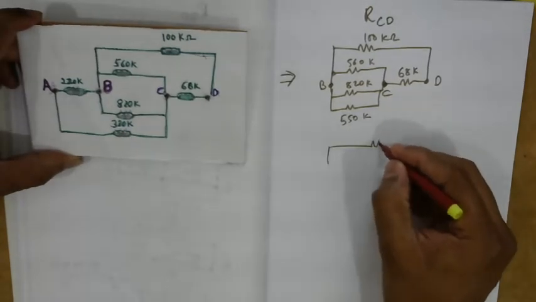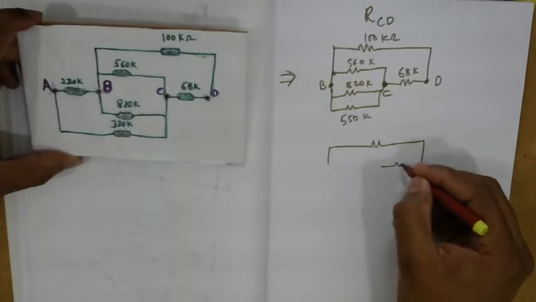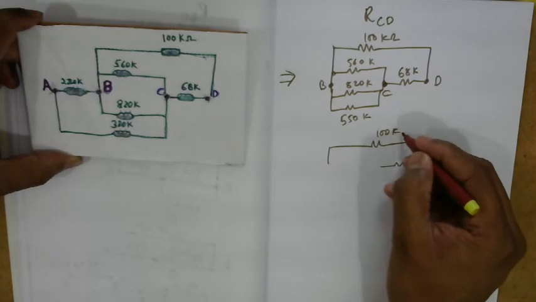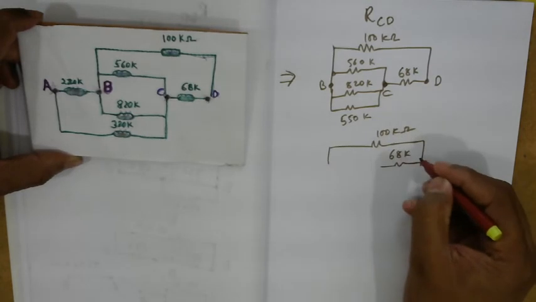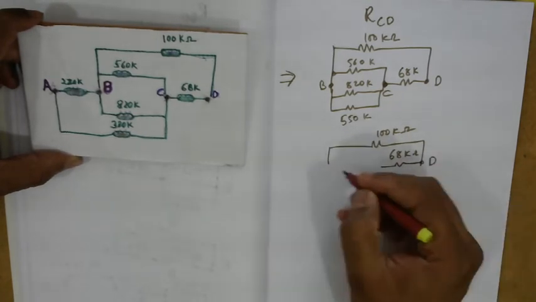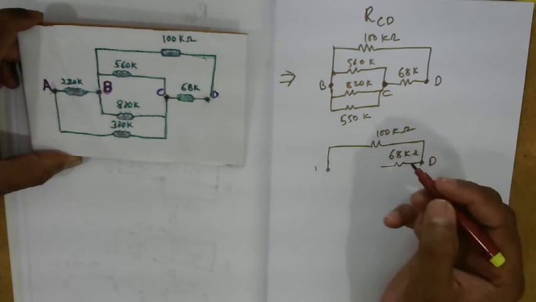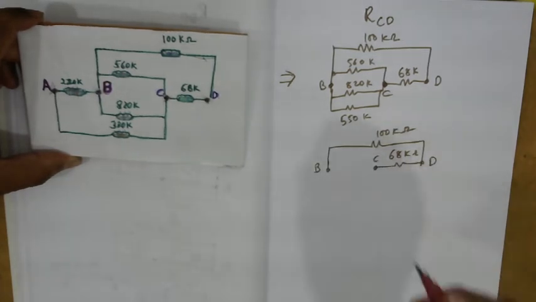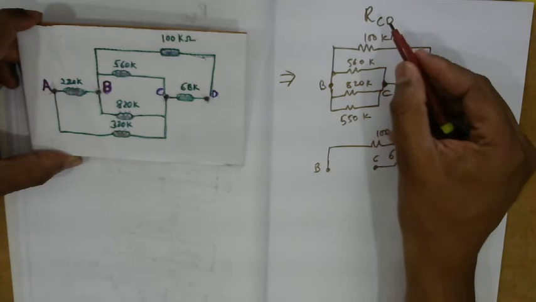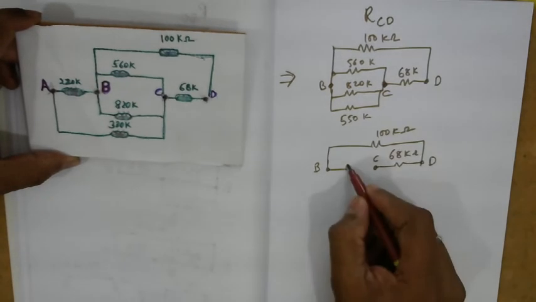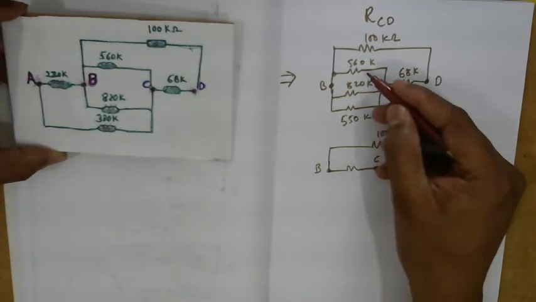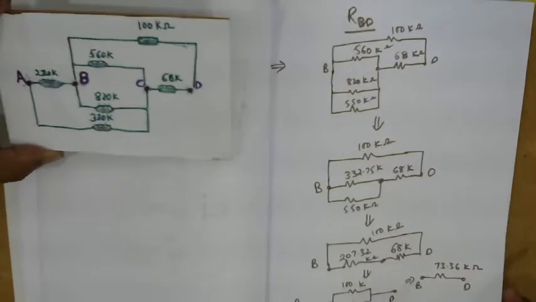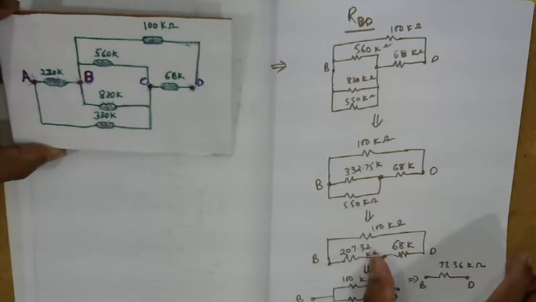Okay, so let's go back here and leave this as 100K same, 68K same. This point is D and this point is, in this example, B, and here it is point C, which is also important because RCD is what we want to find. Now this one is the combination of these three in parallel, which came out to be 207.32.